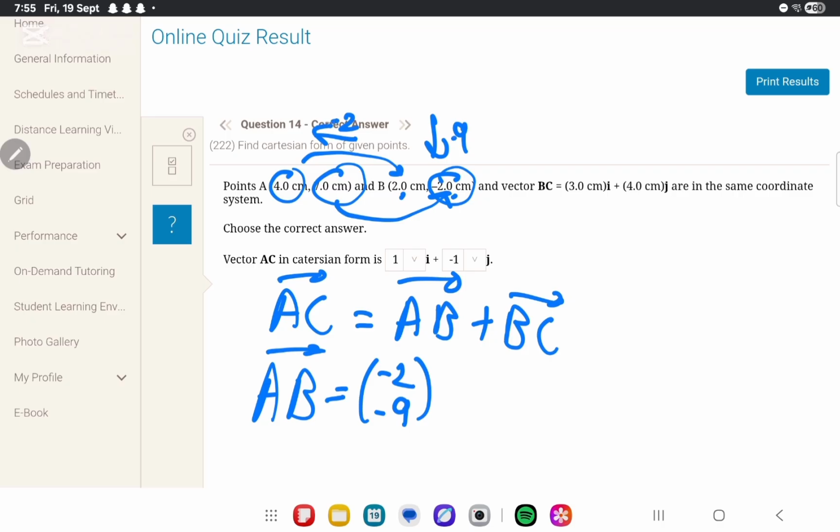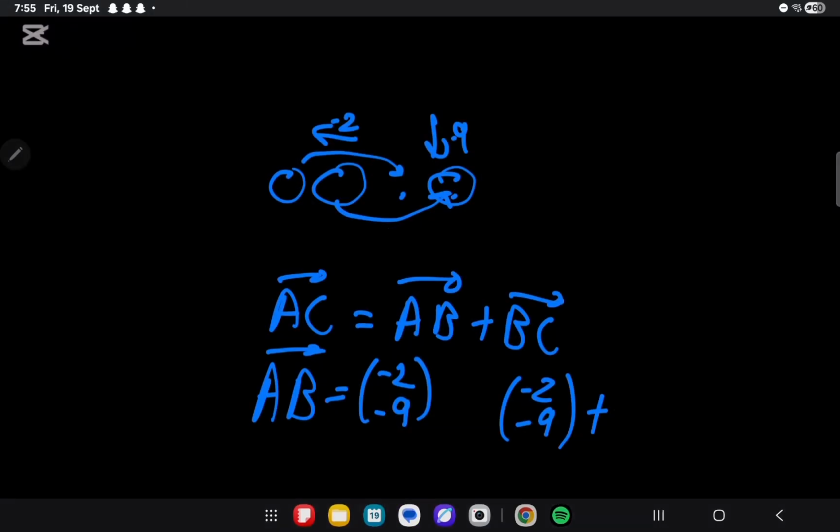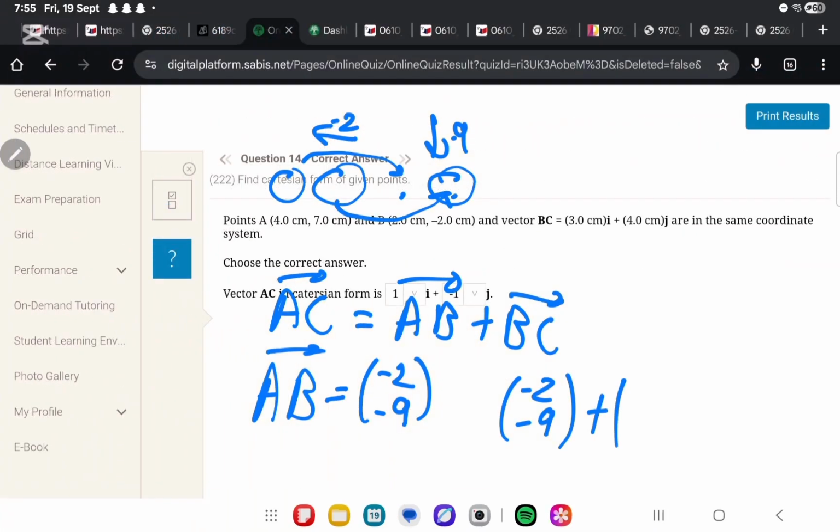Now, okay. Now we just add it to vector BC. So, negative 2, negative 9, plus, oh my god, why am I in Google Messages? 3, 4. Okay, so, negative 2 plus 3, 1. Negative 9 plus 4, negative 5. So it's going to be 1, negative 5.